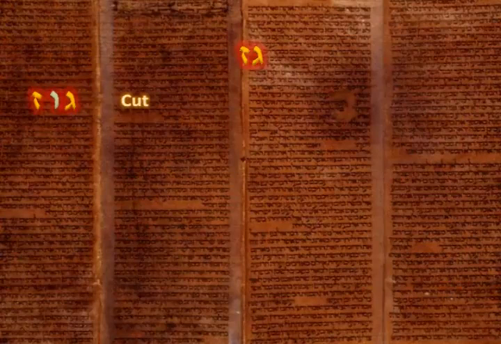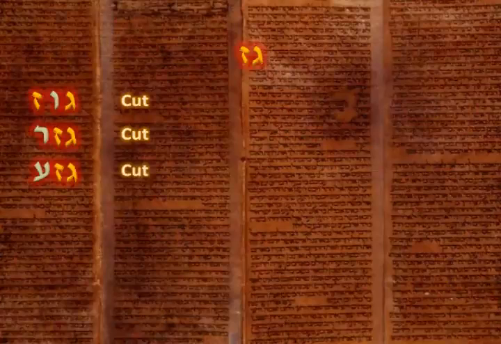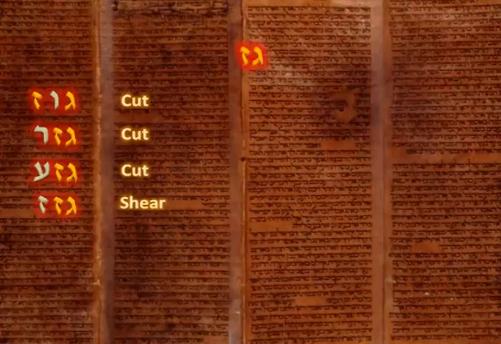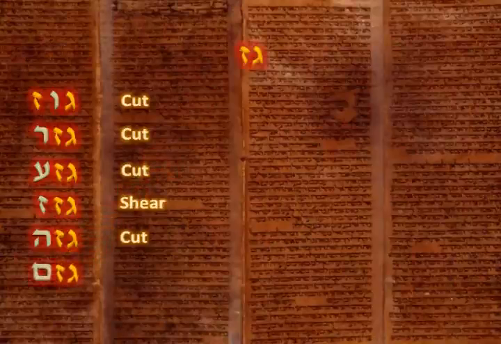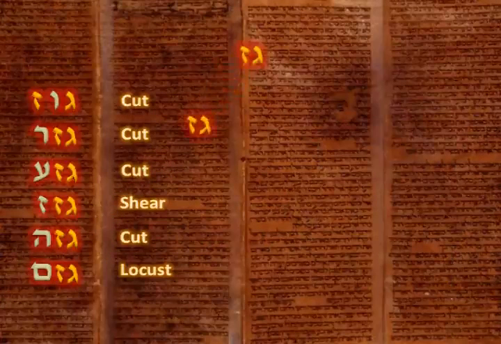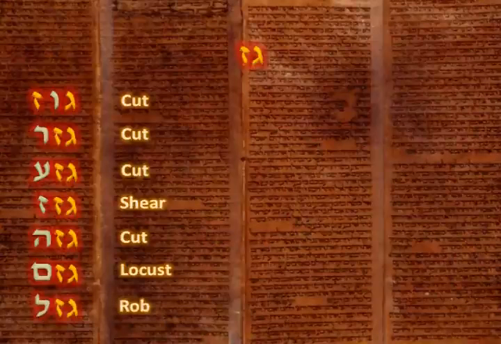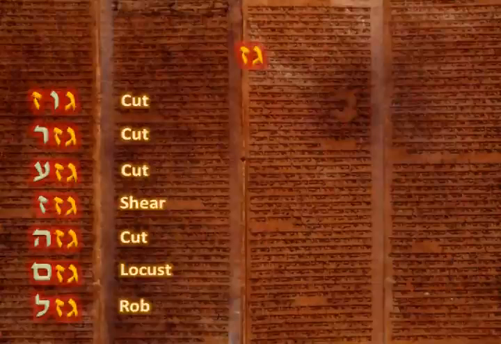Guz, to cut. Gazar, to cut. Gaza, to cut. Gazaz, to shear. Gaza, to cut. Gazem, a locust. Gazal, to rob. Horowitz continues, each of the words in turn gave rise to many other words.